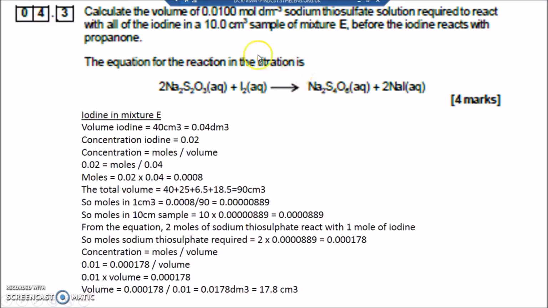It asks for it in centimeter cubed somewhere, so 0.0178 decimeter cubed multiplied by 1000 is 17.8 centimeter cubed.